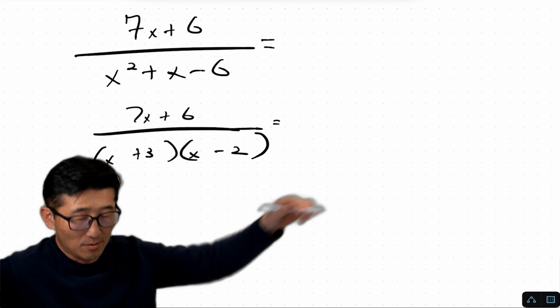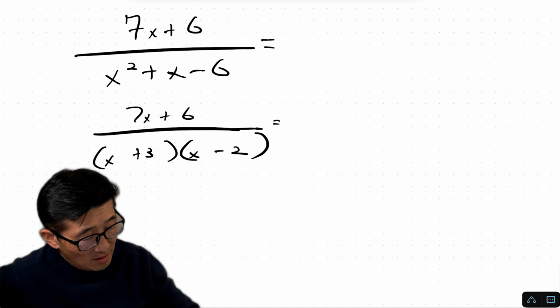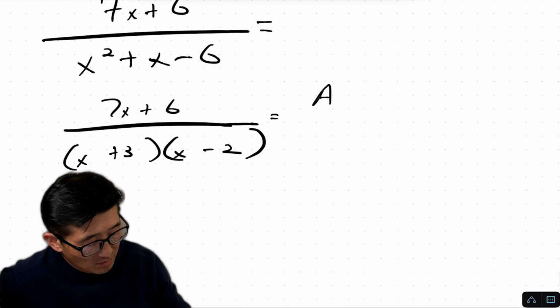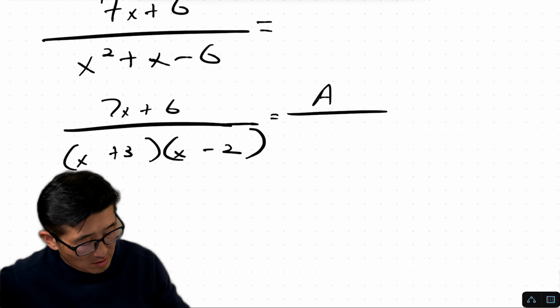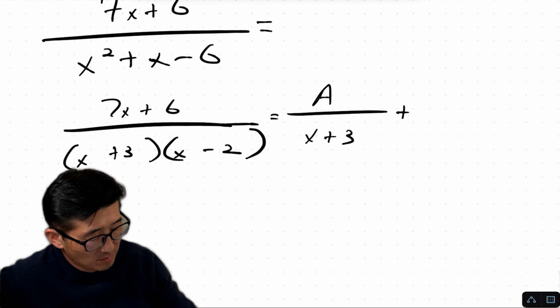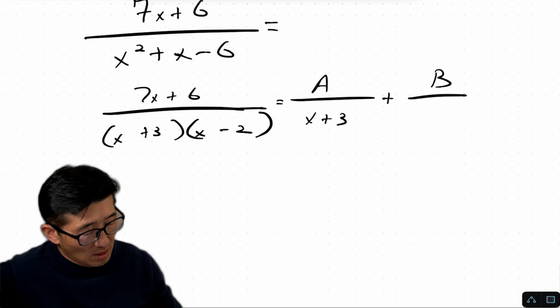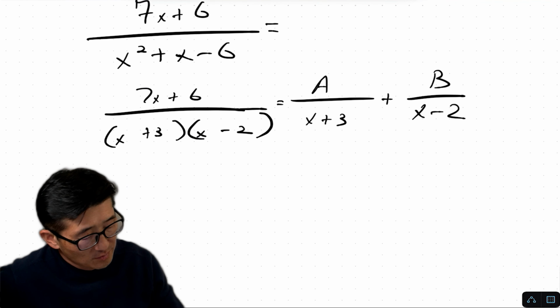Okay, so here we go. What do you put on the right side? You put x. A divided by x plus 3. And then you put B divided by x minus 2. Very good. There you go.